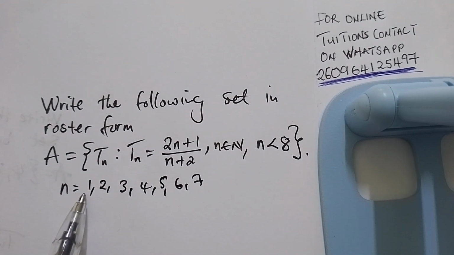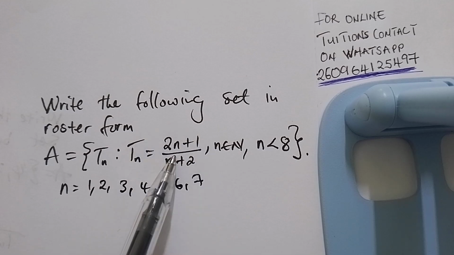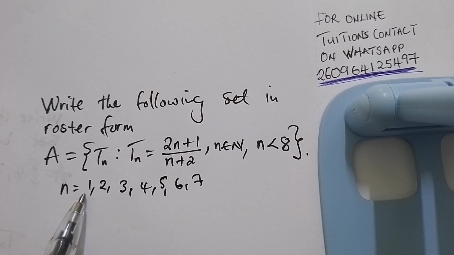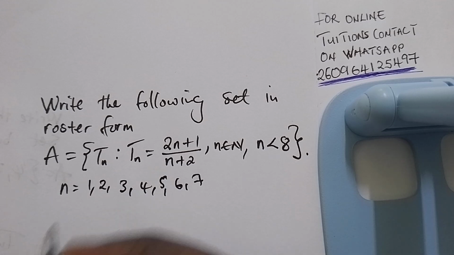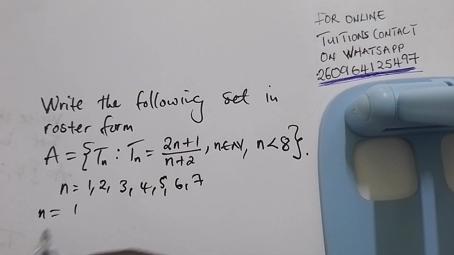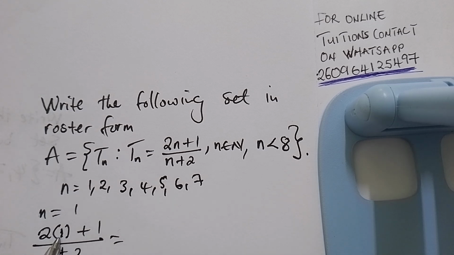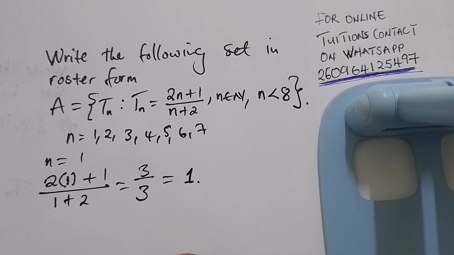So we start by substituting these values in this equation here and come up with a fraction; those are going to be the elements. Starting with the first element, we substitute n equal to 1. When n is 1, this is going to be 2 times 1 plus 1 over 1 plus 2. This gives us a 2 on top plus 1, that is 3, over 3. This is going to be 1, so we know that the first element is 1.